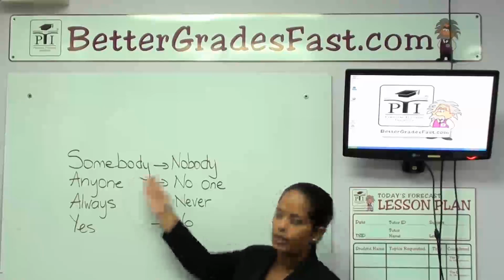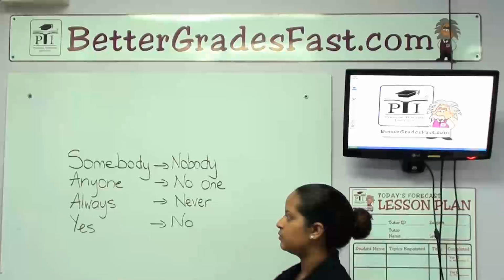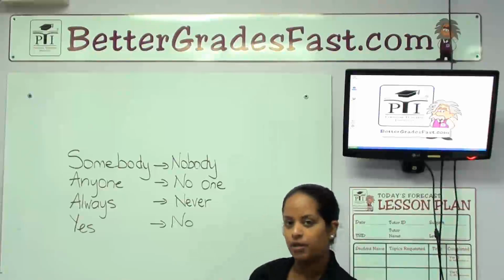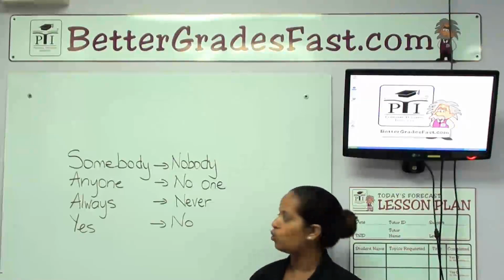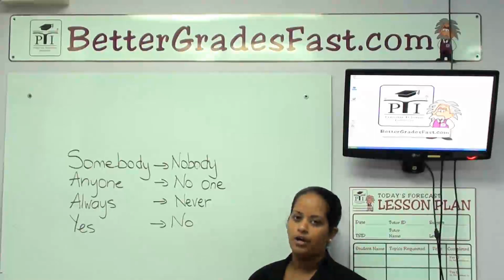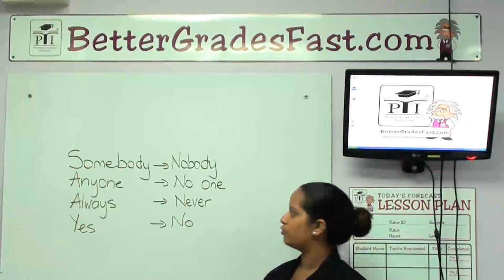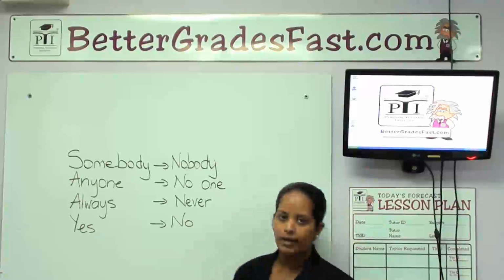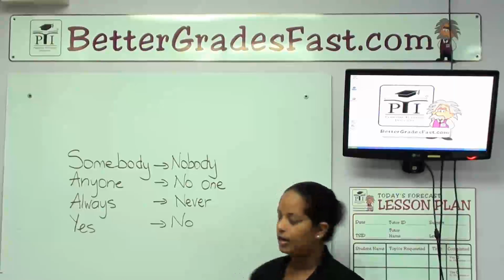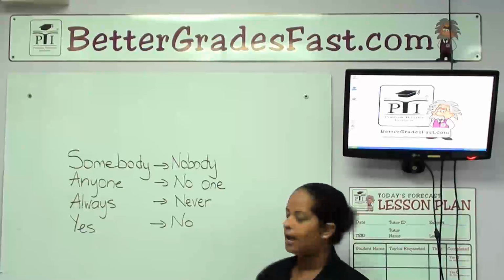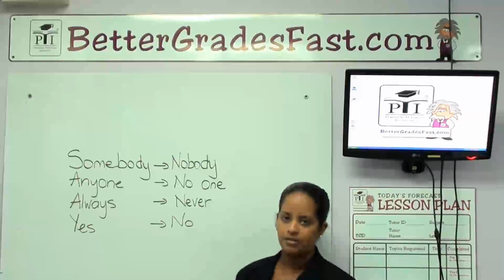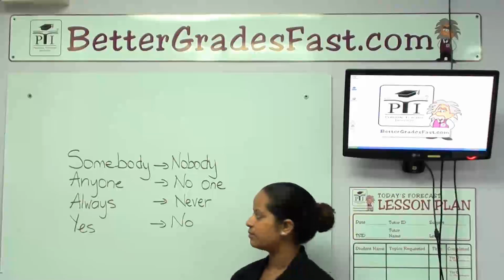For somebody, we have nobody. Also, you can have anybody working with nobody. Anyone goes with no one. Someone can also go with no one. Always has never as its negative pronoun. And yes has no. As you can see, these are all opposites of words.